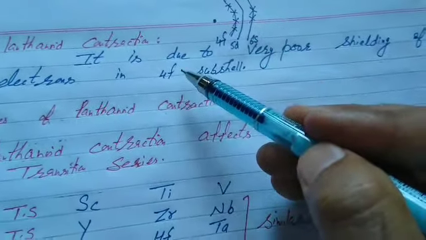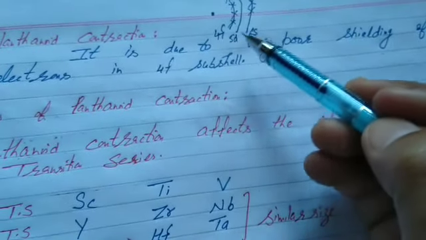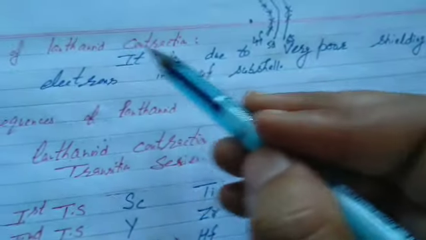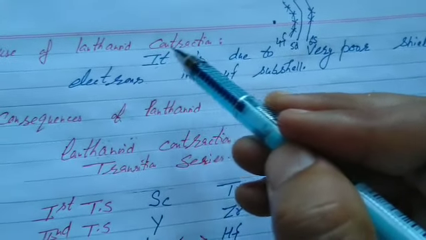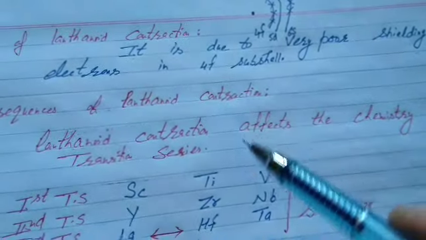The net result is a slow, steady decrease in the size of lanthanoids with increase in their atomic number, which we call lanthanoid contraction. Cause of lanthanoid contraction, only this line: very poor shielding of the electrons in the 4f subshell.